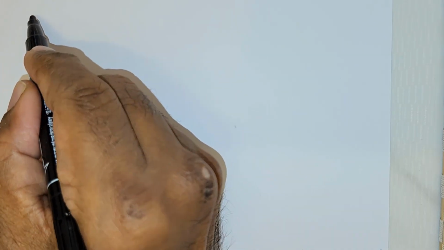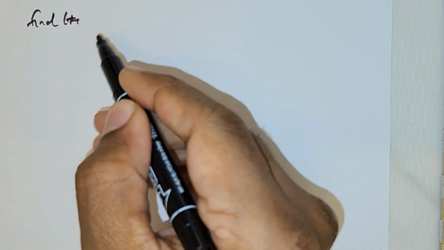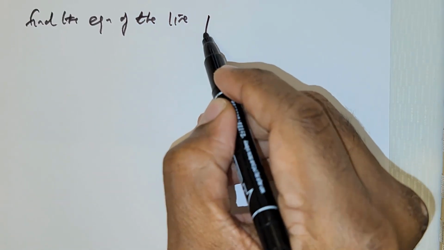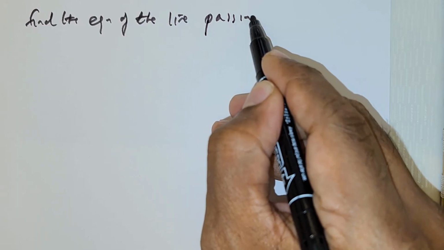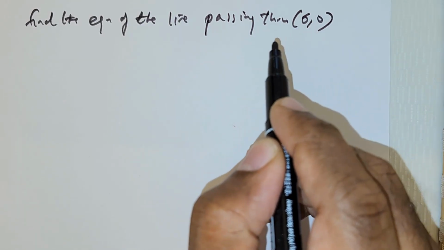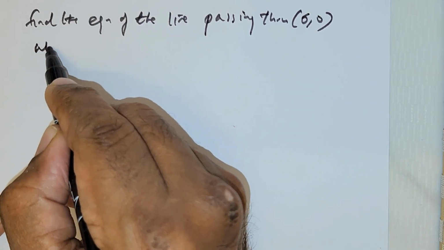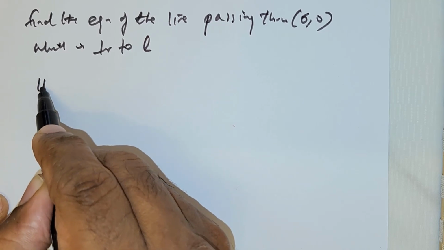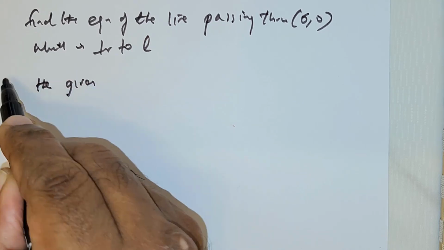We move on to the next one. Now we are given the next one. This is the final part. Find the equation of the line passing through (6, 0), which is perpendicular to L.